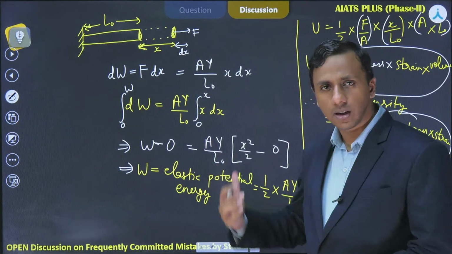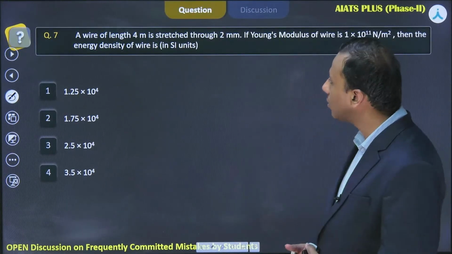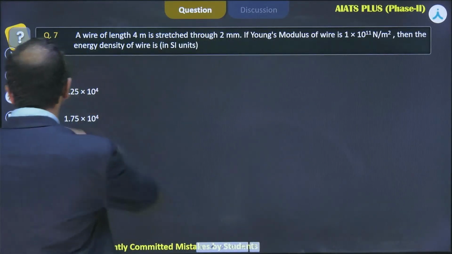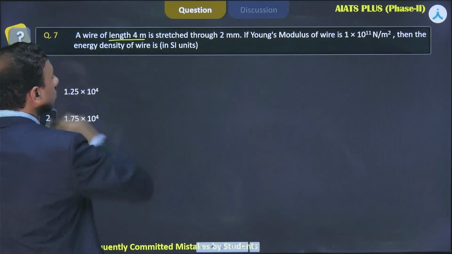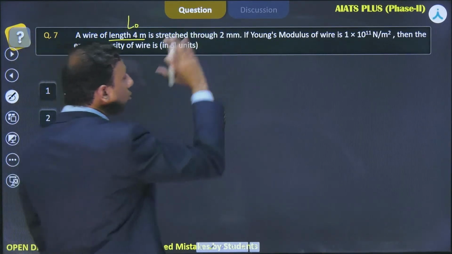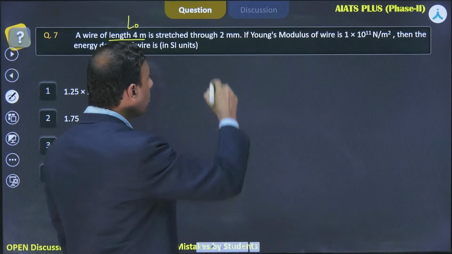Elastic potential energy. So let's do some questions. Let's see what this question is asking us. See here. See over here. What are they saying? A wire of length 4 meter. So original length is given, right? That L naught is given, stretched through 2 mm. The total elongation is also given.